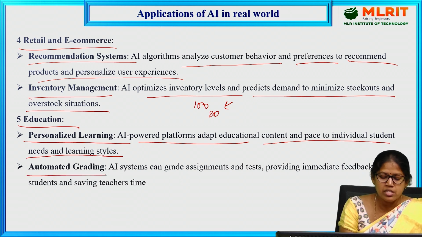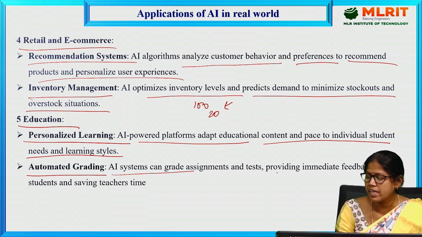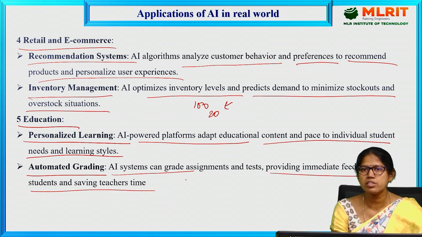The next one is automated grading. Based upon the paper, it will automatically grade that paper. AI systems can grade assignments and tests, providing immediate feedback to students and saving teachers' time.